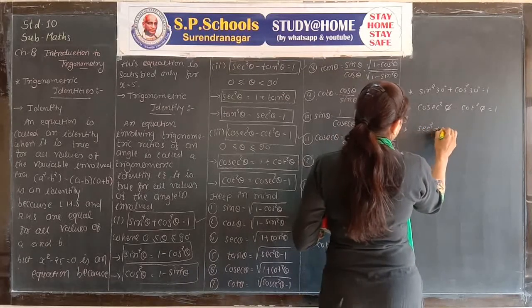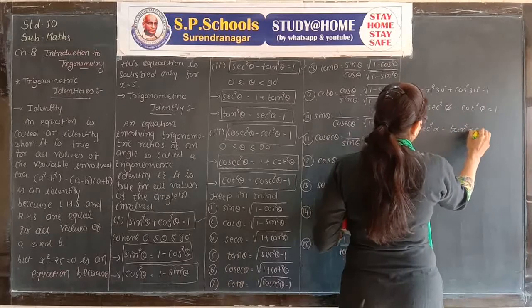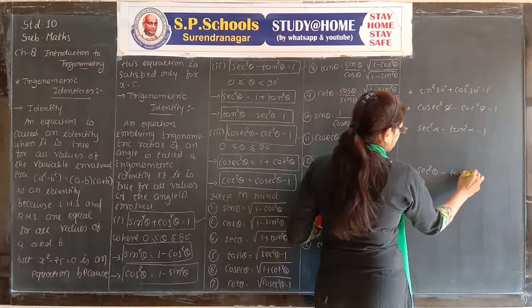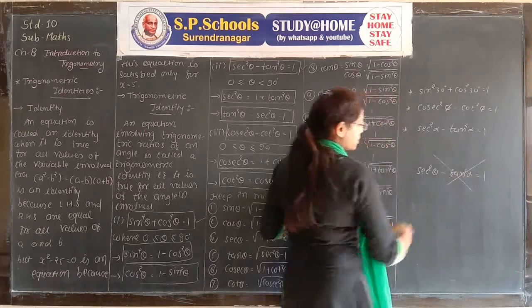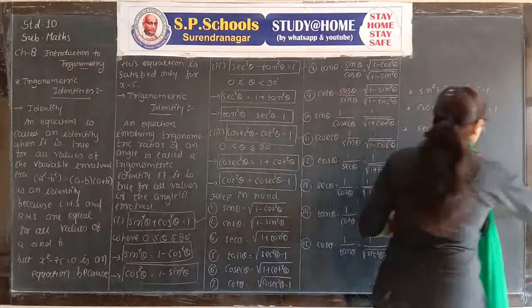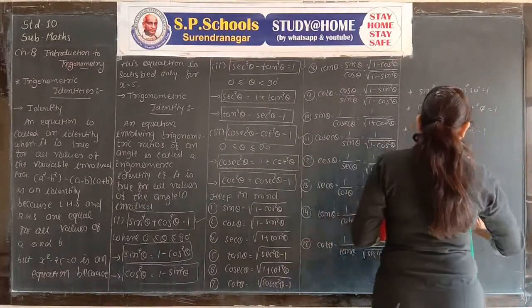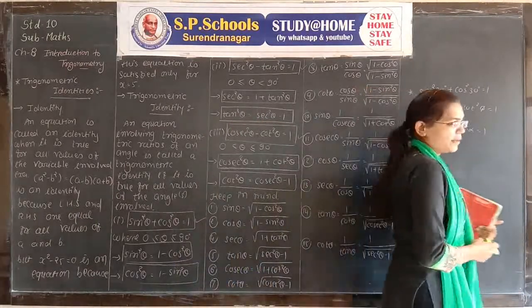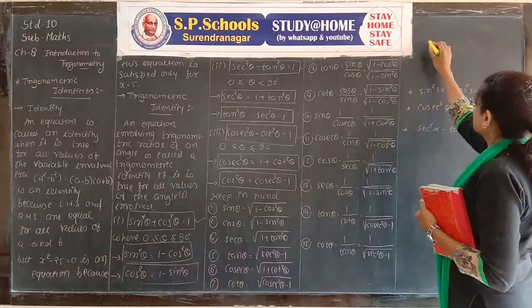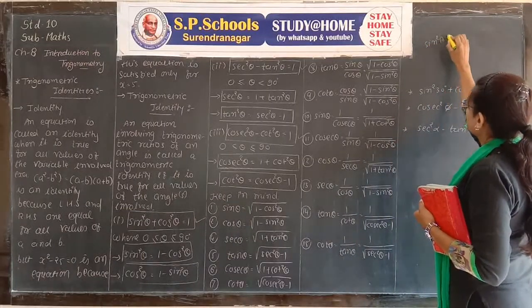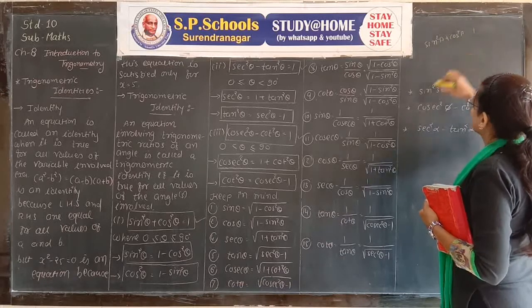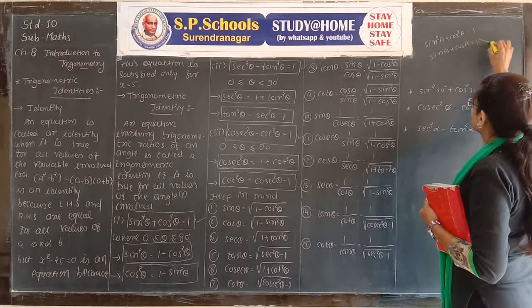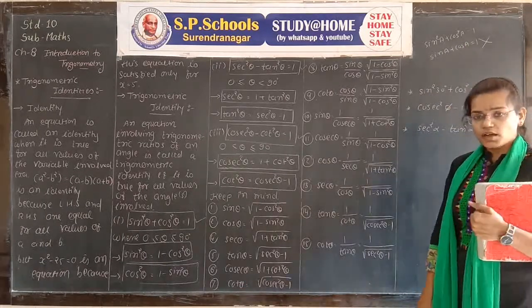Sec square alpha minus tan square alpha is equal to 1, but not sec square theta minus tan square alpha is equal to 1. It is not possible. It is a wrong thing. These identities are applicable only when the thetas remain the same. If the thetas are equal, then identities are applicable for all things. Again, keep in mind, sin square A plus cos square A is equal to 1, but sin A plus cos A is equal to 1 is wrong. Okay, got it? Very well.